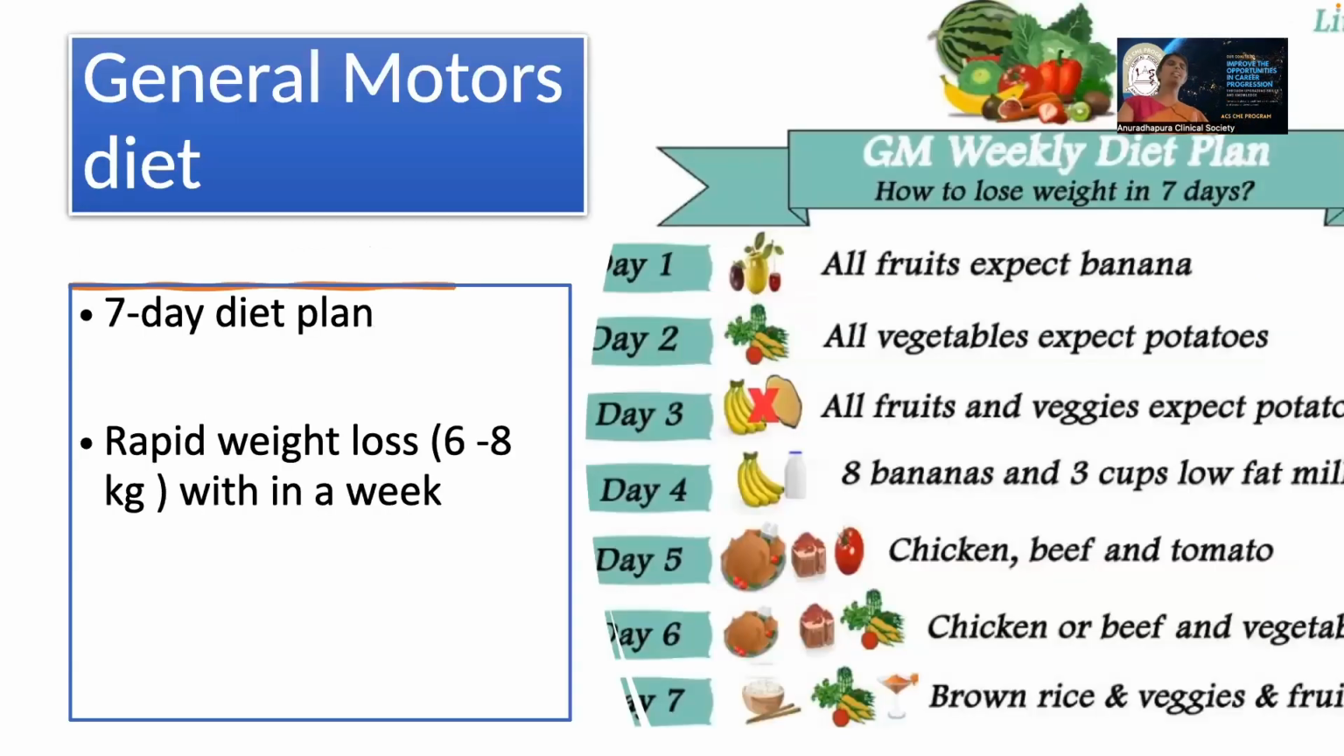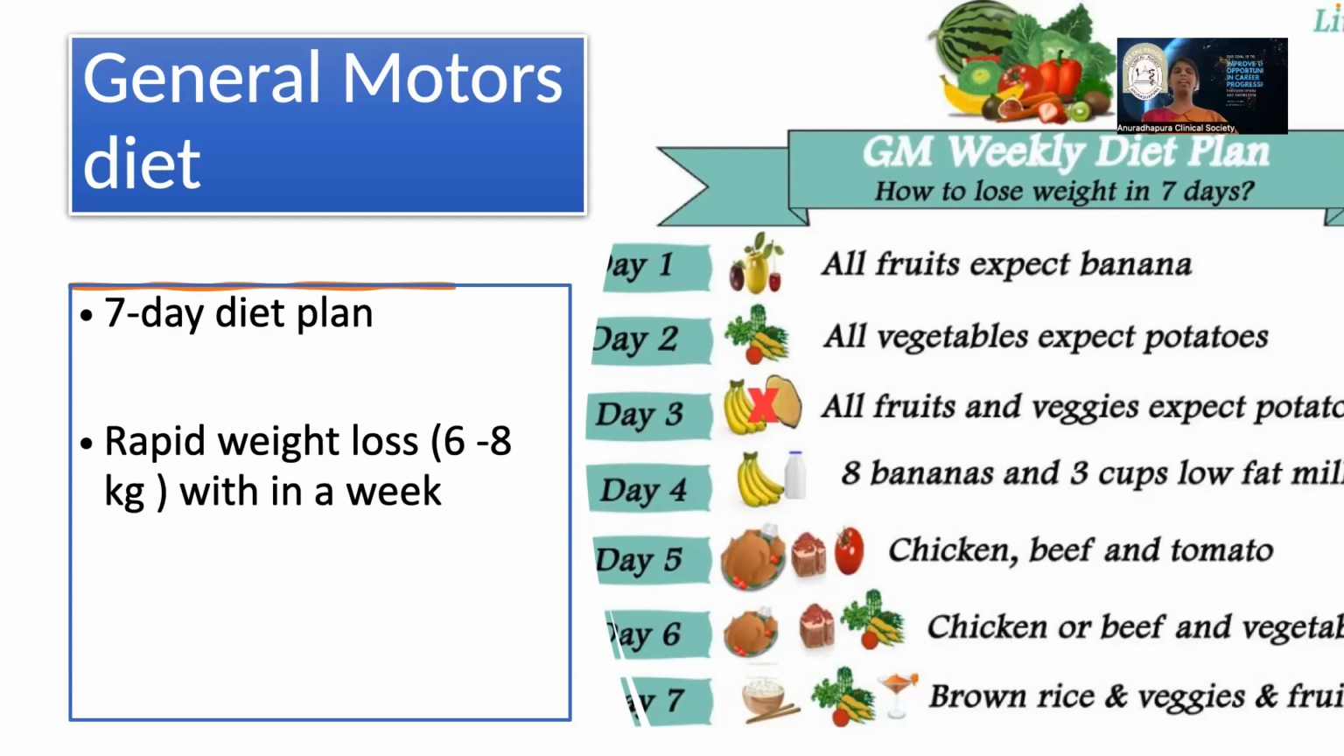Then most of the patients who use social media can find these General Motors diets. They are for very rapid weight loss. Normally within a week, they can lose 6 to 8 kilograms. They are giving a 7-day diet plan. So one day all fruits except banana, just like that. They are giving diets for 7 days. What you have to do is follow this diet plan. At the end of the week, they will lose 6 to 8 kilos. Okay, but again, we can't continue this.